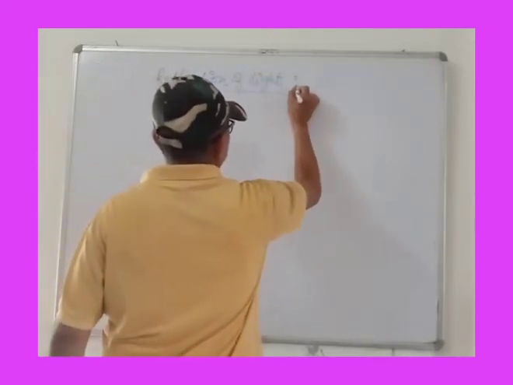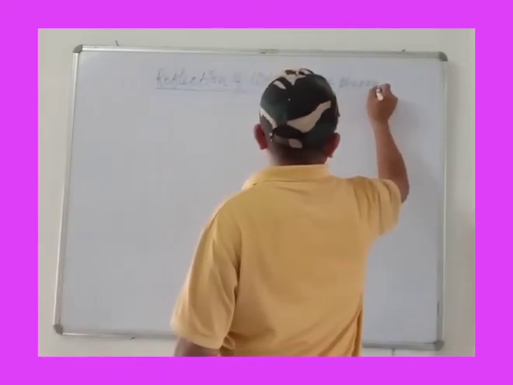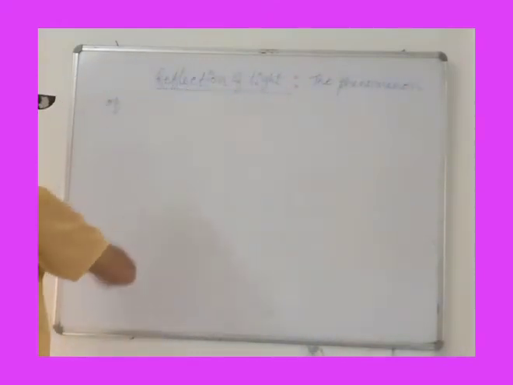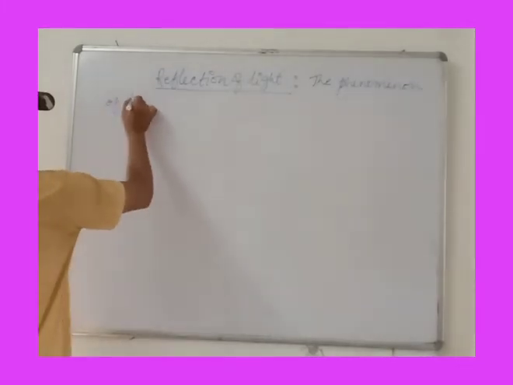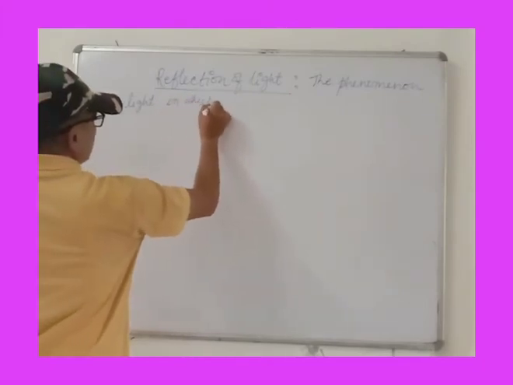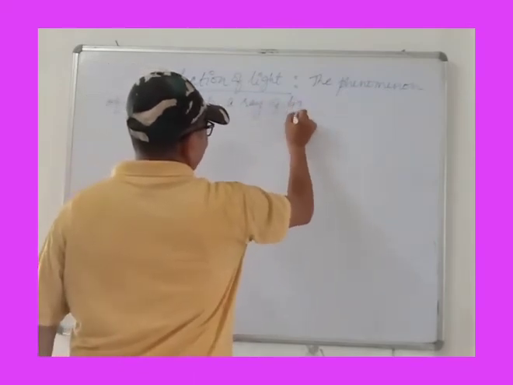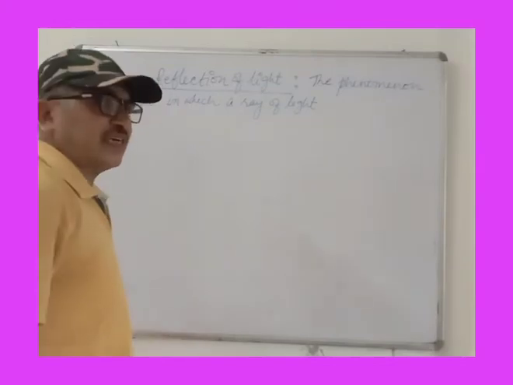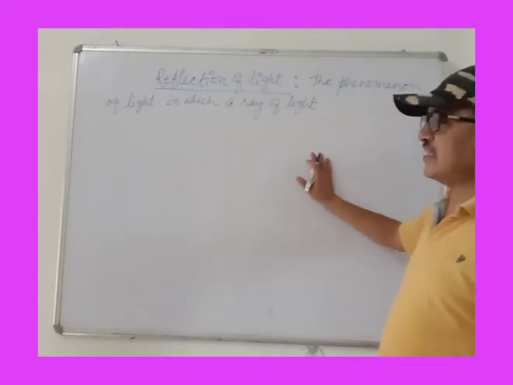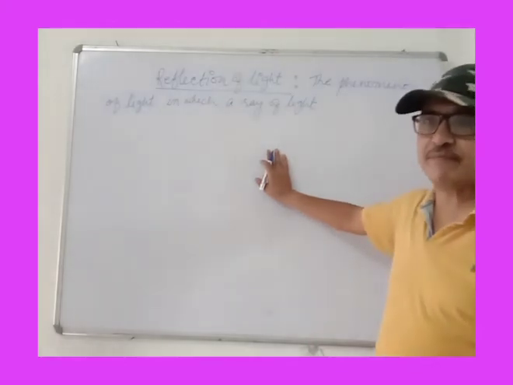What is this? The phenomenon of light in which a ray of light. For class 10 level we will just talk about ray of light. But actually light is not only ray. Please remember, light is not only ray. Light is actually wave. It is electromagnetic wave.